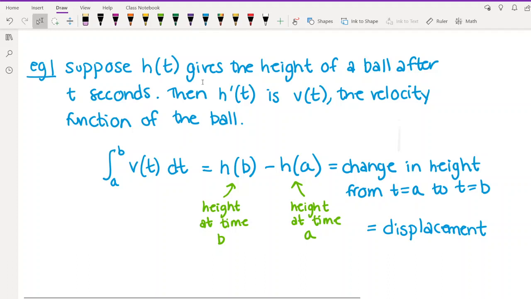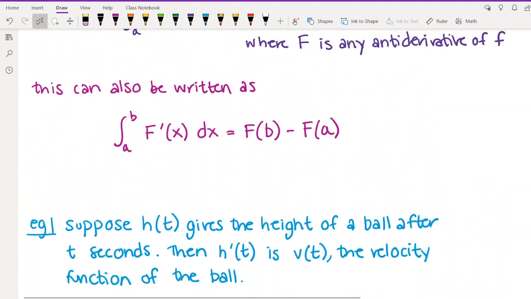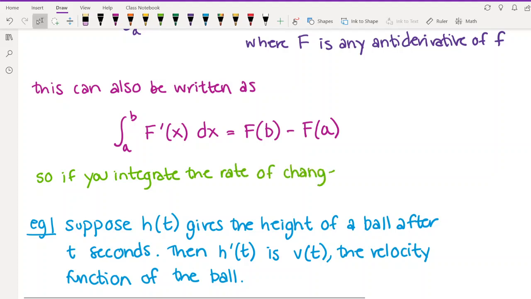So I want to go back up to this and add a little bit more detail to what's going on here. Basically what I want to add is that if you're integrating the rate of change of a function.